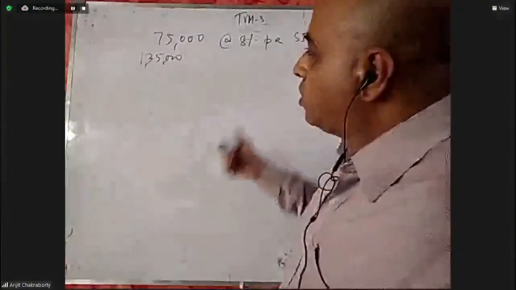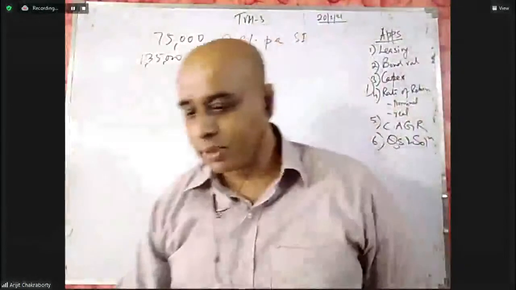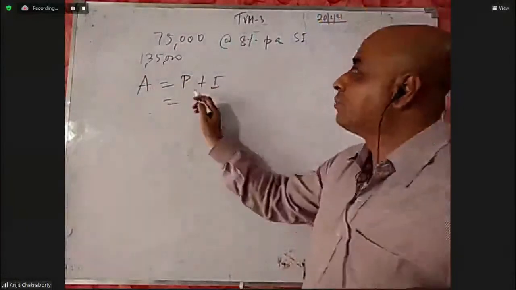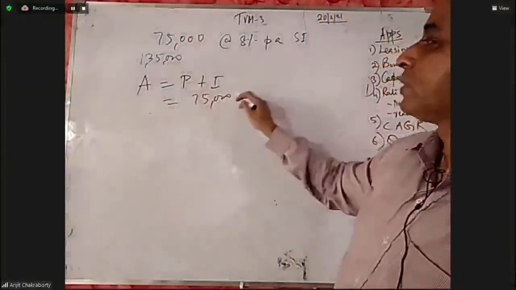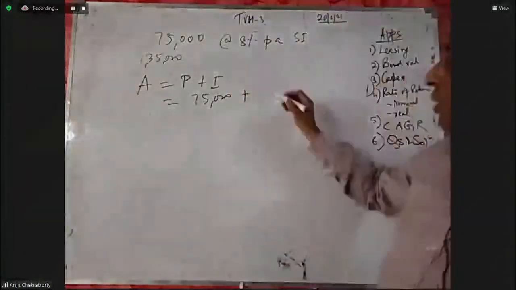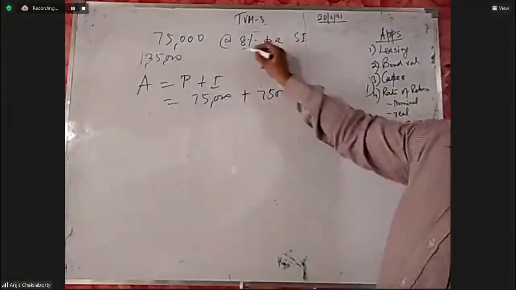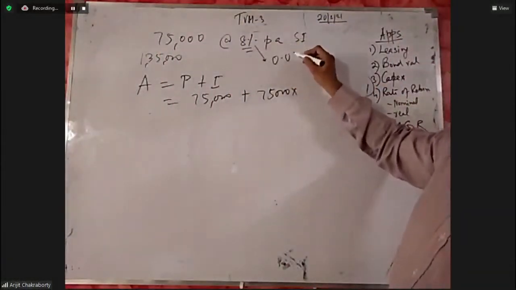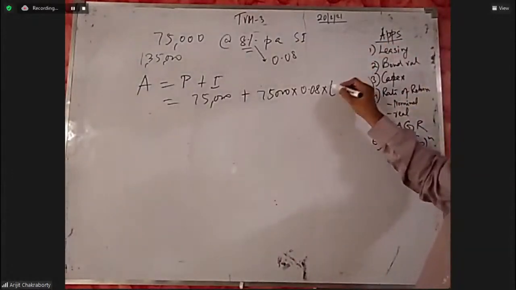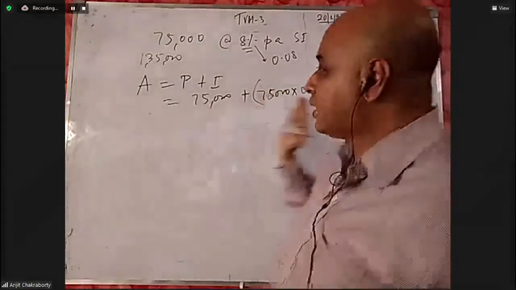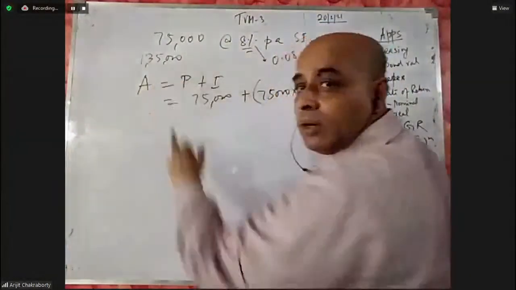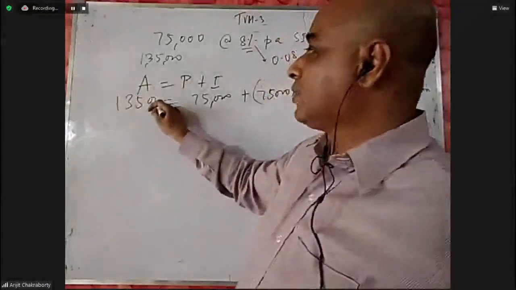Okay, so here we use the simple equation, and that is A is equal to principal plus interest, where principal here is 75,000 plus interest, which is nothing but principal into interest rate into time. So I will write 75,000 into interest rate. Interest rate is 8%, so this is 0.08. So I will write 0.08 into time. Time we don't know. And the right hand side is equal to the amount, because he received the amount of 1,35,000. So 1,35,000 is the amount.